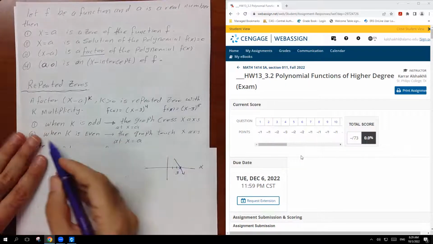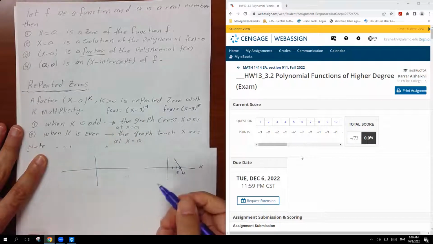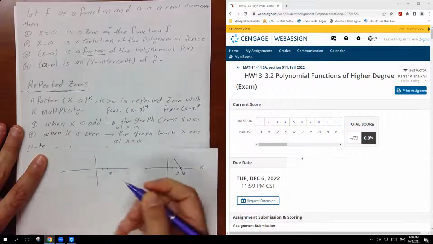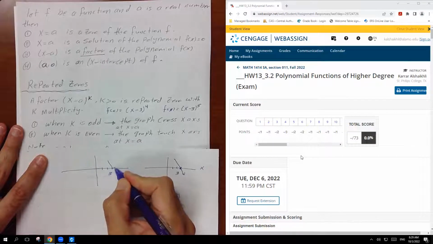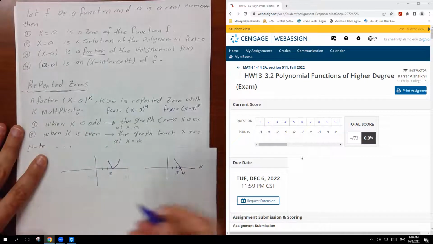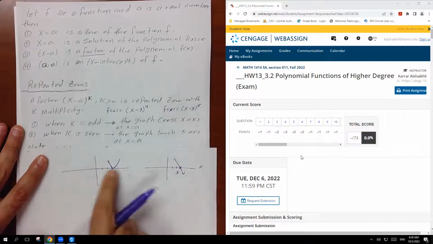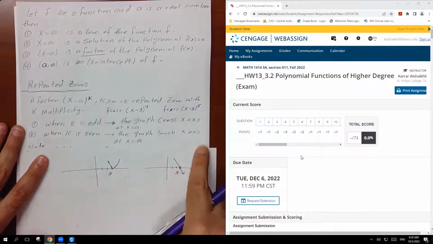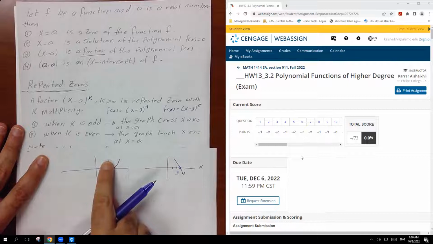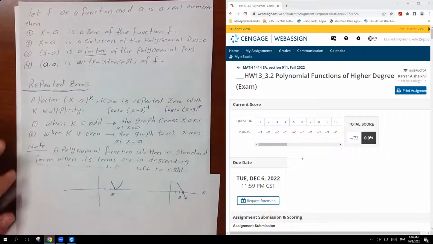Then the second one, when k is even, like with the first example here, this is x equal to 3. The graph is going to touch the x-axis like this. It's not going to cross. It's just going to touch the x-axis and move back, from the top or from the bottom, it doesn't matter. The main thing is that when k is odd, it crosses at this point, and when k is even, the graph touches like this. Okay, this is for the first one and the second one.